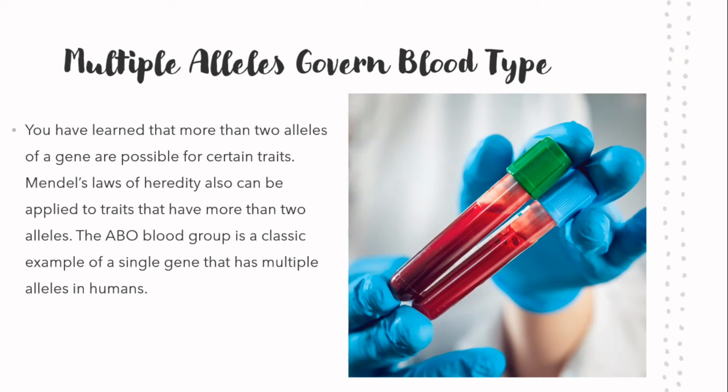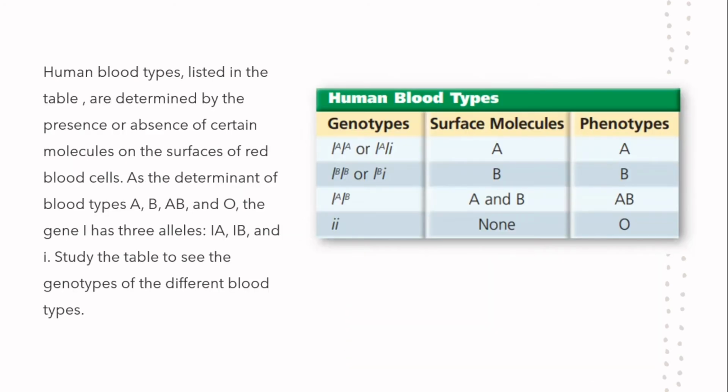Human blood types listed in the table are determined by the presence or absence of certain molecules on the surface of red blood cells. As a determinant of blood types A, B, and O, the gene I has three alleles, IA, IB, and i, lowercase i. Study the table to see the genotypes of the different blood types.